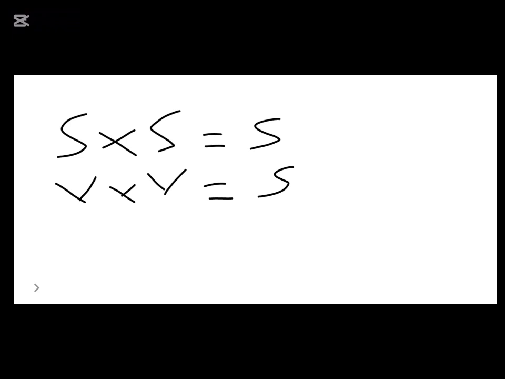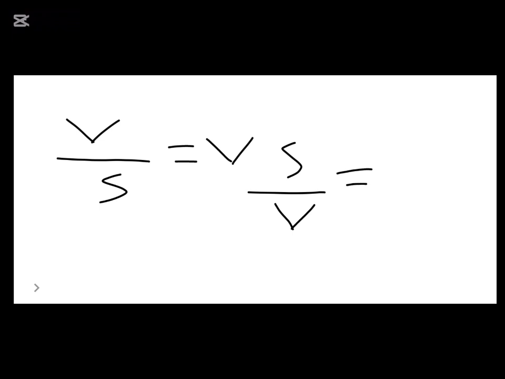So let's go to rule number three. With rule number three, when a vector is divided by a scalar, it gives us a vector. And also when a scalar is divided by a vector, it gives us a vector. That's rule number three. When a vector is divided by a scalar, it gives us a vector, and when a scalar is divided by a vector, it also gives us a vector.